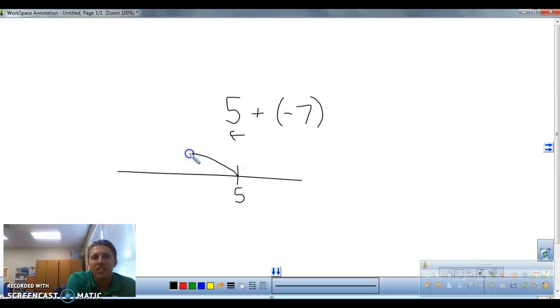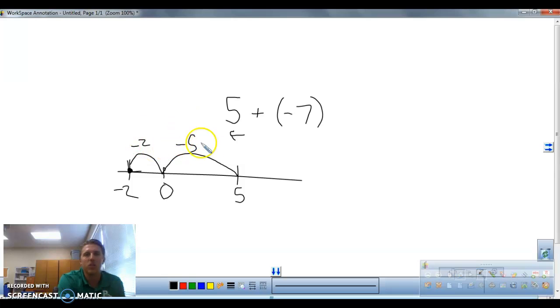Okay, so to get to 0, how many did we have to go back? Well, we went back 5 to get to 0, right? Well, how many more do we have to go back? We're going -7, not -5. So we've got to go 2 more in the negative direction. And we end up at -2. So we started at 5. We went 7 total, -5 and -2, to get to -2. So this answer would be -2 based on that.